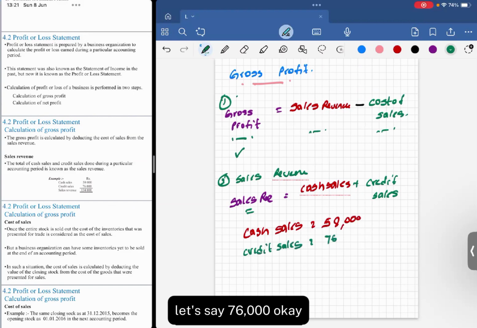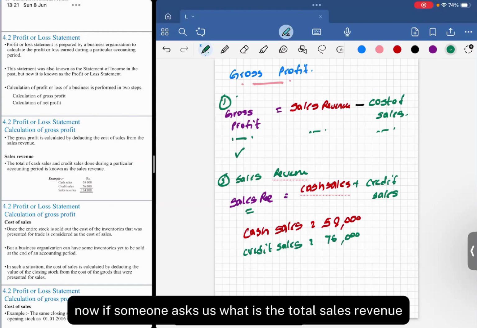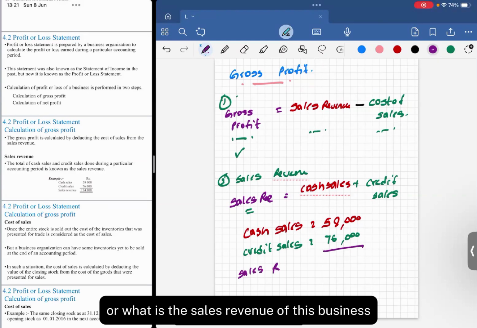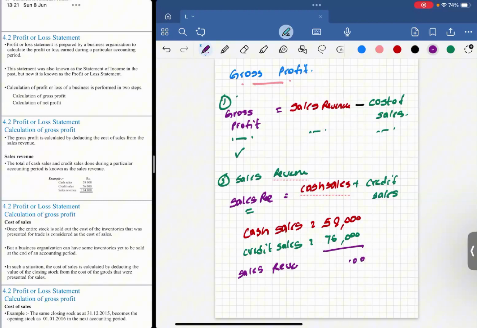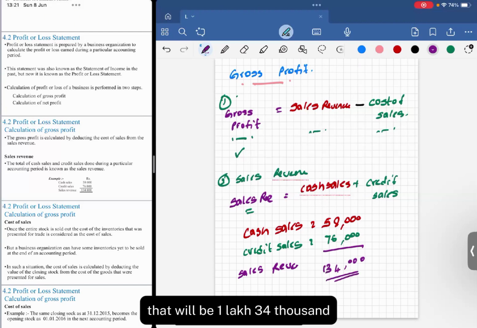And then we have credit sales, let's say 76,000. Now if someone asks us what is the total sales revenue or what is the sales revenue of this business, the answer will be the total of both. Total of both, that will be 1,34,000. So that is the sales revenue.